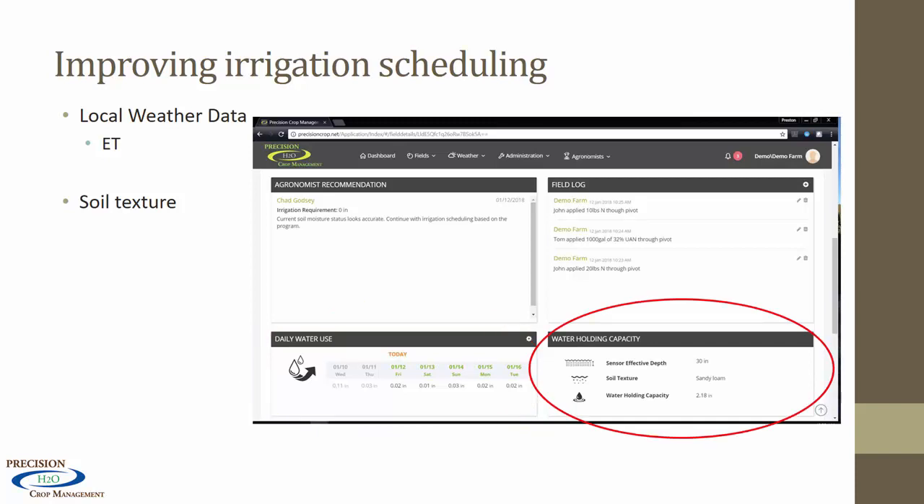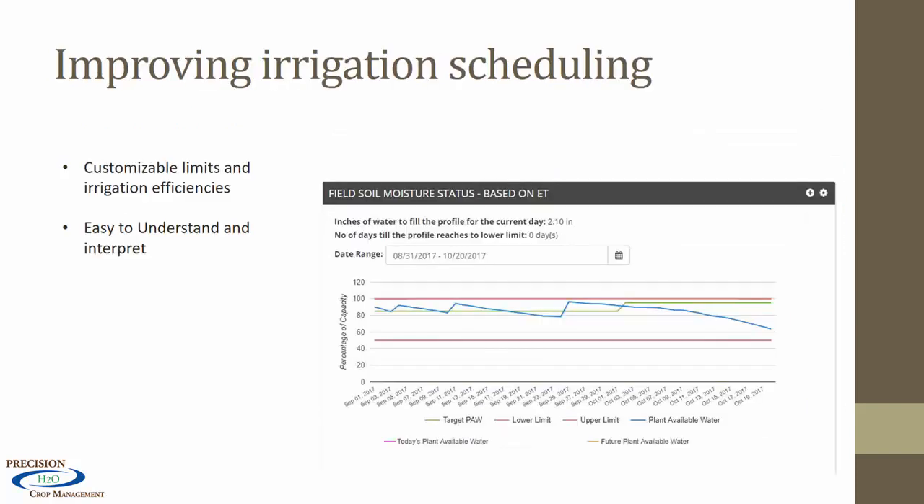The second thing I'd like to point out is the water holding capacity, and this is where the percent sand, silt, and clay for the soil texture we utilize, along with some other soil characteristics, to calculate a unique water holding capacity for that field or zone. Some of the other things that we offer in the precision crop management platform are customizable plant available water limits and irrigation efficiencies. These can be set for an entire farm or on a field by field basis.